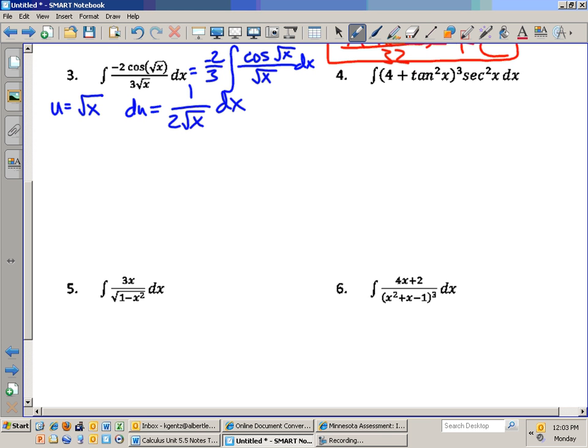But what extra thing do I have here that I have to get rid of? 2. So I should rewrite this to be 2 du is equal to 1 over the square root of x dx. And so I have a square root of x in the denominator and a dx, and that can be replaced now by 2 du. I just multiply both sides by 2 and I get that.